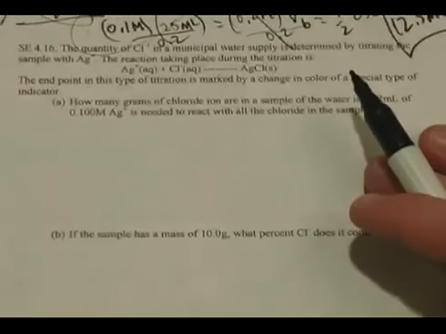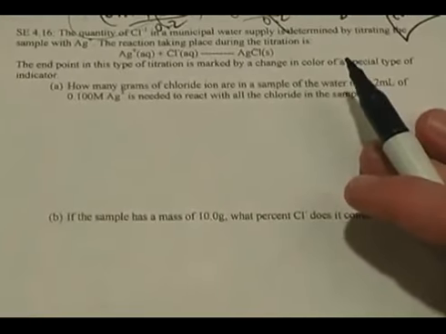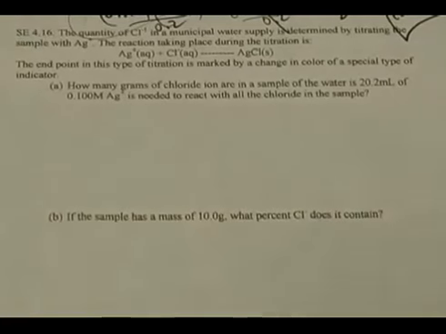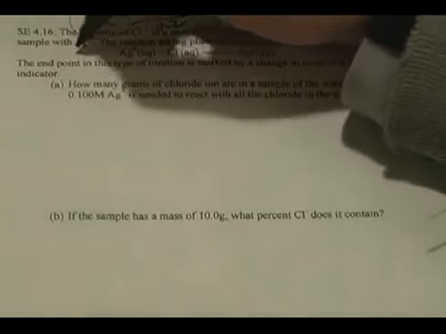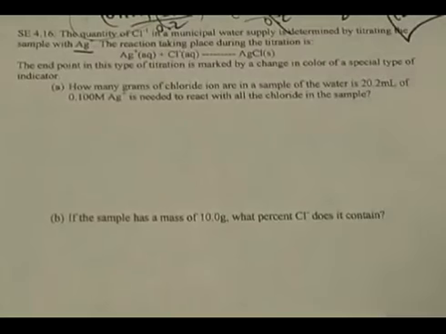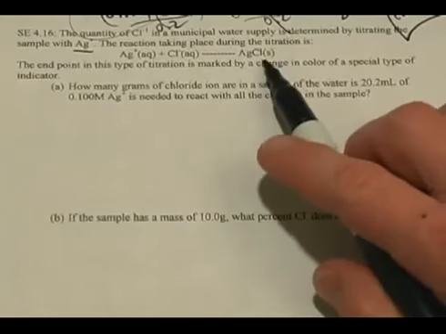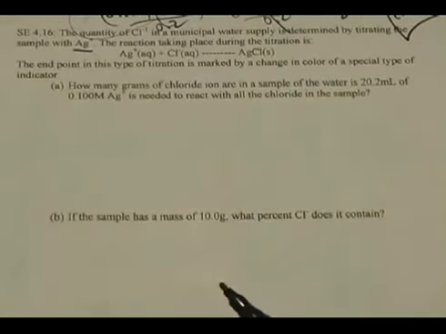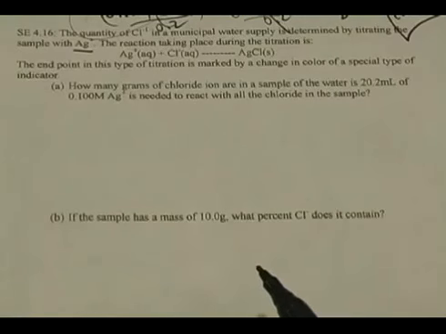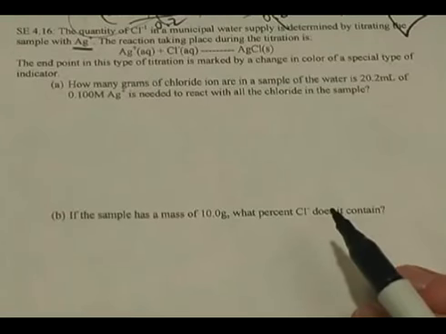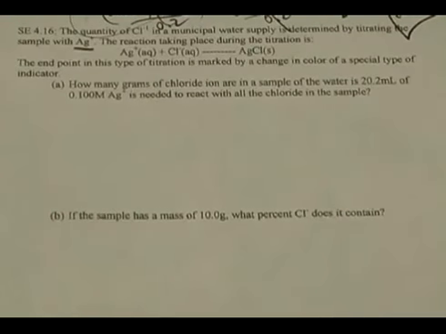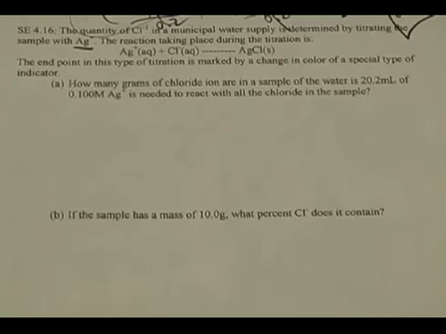Last one in this video cast, let's do sample exercise 4.16. It says the quantity of chloride ions in a municipal water supply is determined by titrating the sample with silver, the silver ion right here. The reaction taking place is Ag+ plus Cl- equals silver chloride. The end point for this titration is marked by a change in color of a special type of indicator. And indicators are used a lot in titration reactions because they'll indicate when an equivalence point is reached.